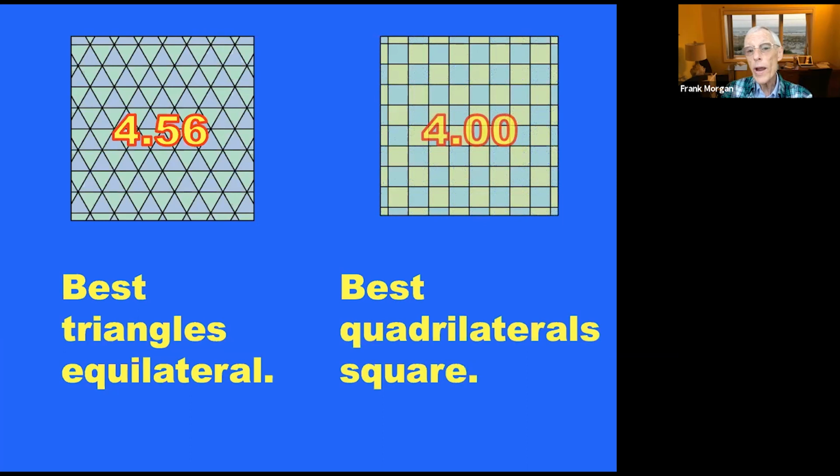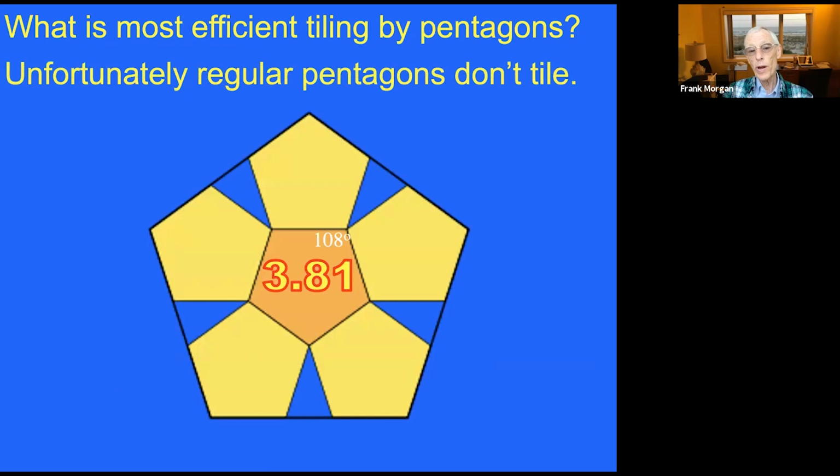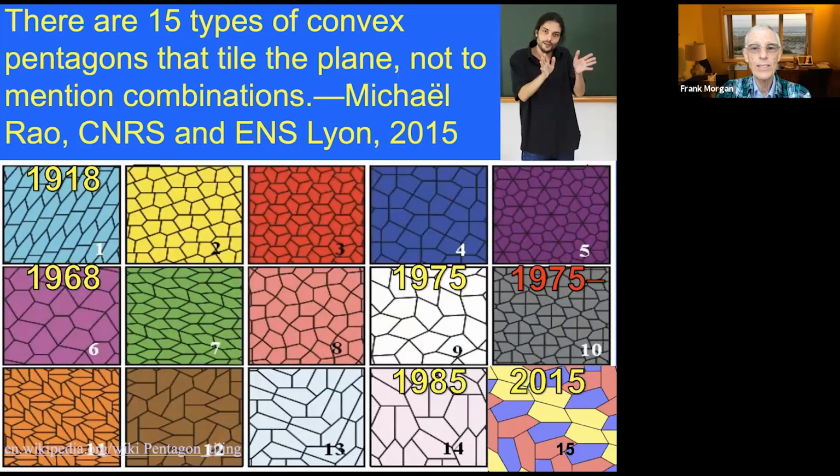But what if you were looking for the best tiling by pentagons? Well, now, unfortunately, you can't use the regular pentagon. It just doesn't tile. It has this weird angle of 108 degrees, and they just don't fit around a vertex to produce a nice tiling that fills the plane. So you might think you can't use pentagons at all, but actually we know there are now 15 types of pentagonal tilings, as was announced in 2015, with much publicity to go with it by Michael Rao.